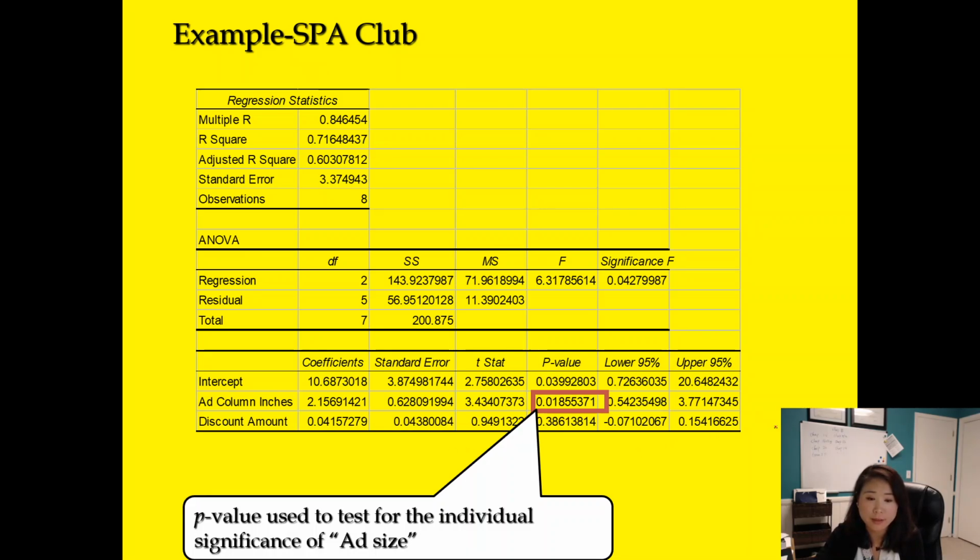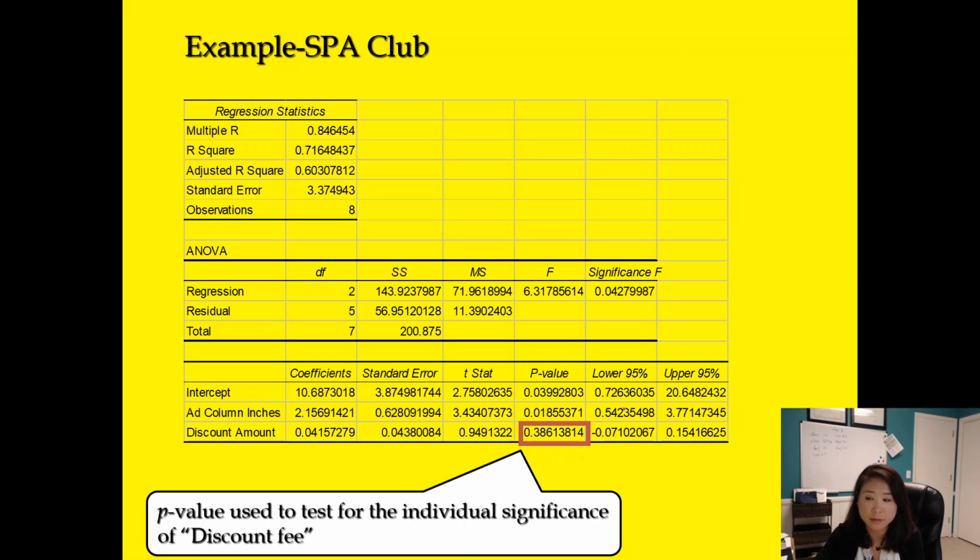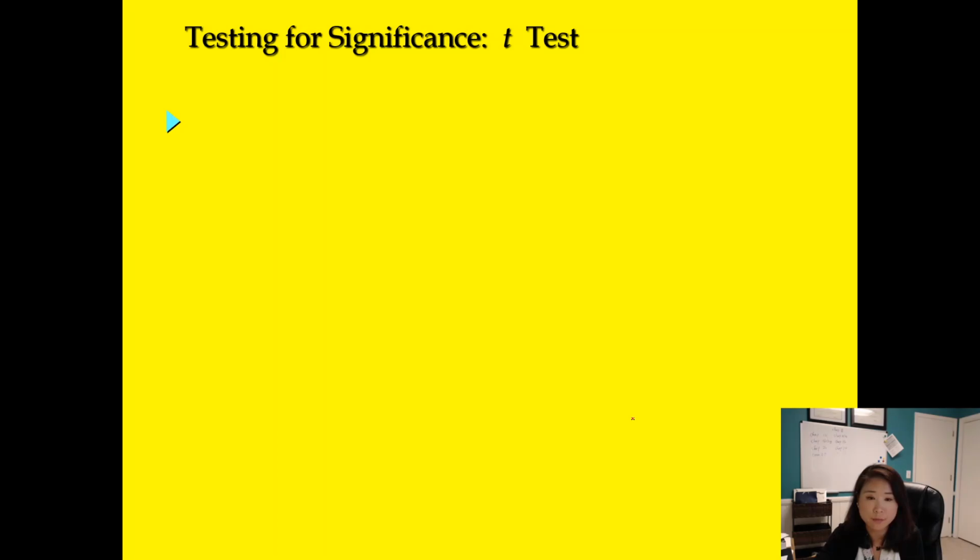That's why it's the p-value used to test the individual significance of the size of the ads. The p-value under it, 0.38613, is used to test this row's variable, the discount amount. So you're testing if the discount amount is going to affect the number of new members. Let's write it down formally.